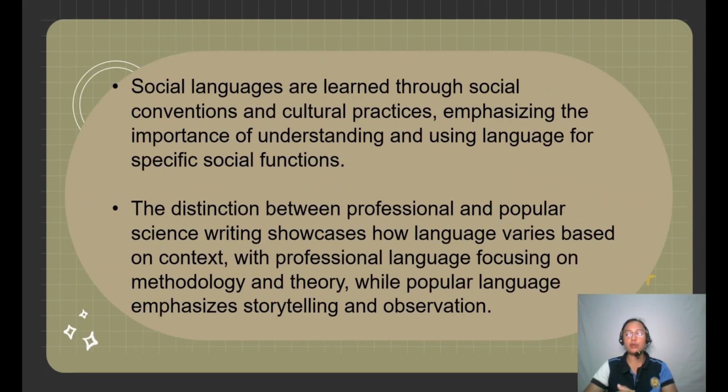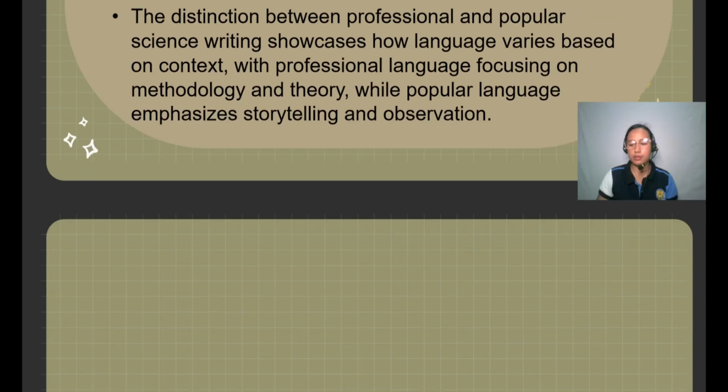So, social languages are learned through social conventions and cultural practices, emphasizing the importance of understanding and using language for specific social functions. The distinction between professional and popular science writing showcases how language varies based on context, with professional language focusing on methodology and theory, while popular language emphasizes storytelling and observation.